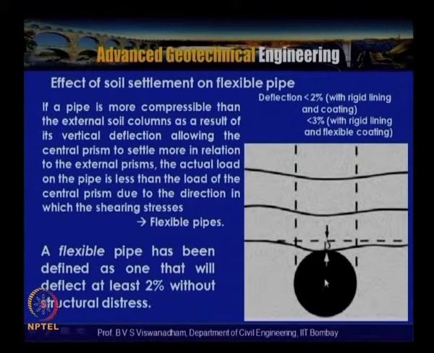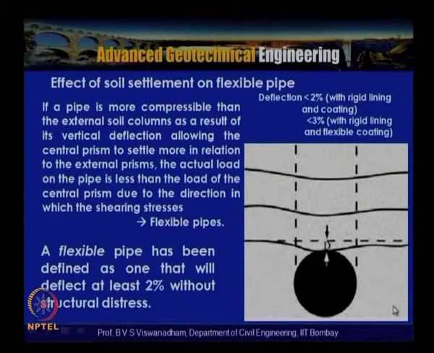If the pipe is more compressible than the external soils as a result of vertical deflection, allowing the central prism to settle more in relation to the external prisms, the actual load on the pipe is less than the load of the central prism due to the direction in which the shearing stresses act. Hence this condition is called a flexible pipe.